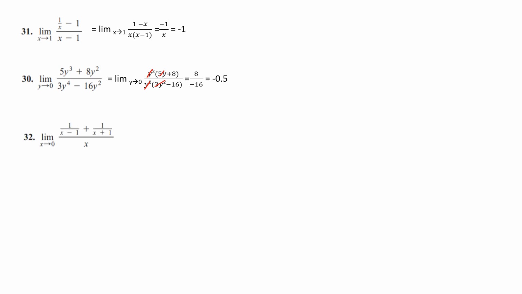Next one is we have limit as x approaches 0 of the function (1 divided by x minus 1 plus 1 divided by x plus 1), all divided by x. We can rewrite this function as follows: limit as x approaches 0 of (x plus 1 plus x minus 1) divided by x multiplied by the common denominator for these two, which will be (x plus 1) multiplied by (x minus 1).